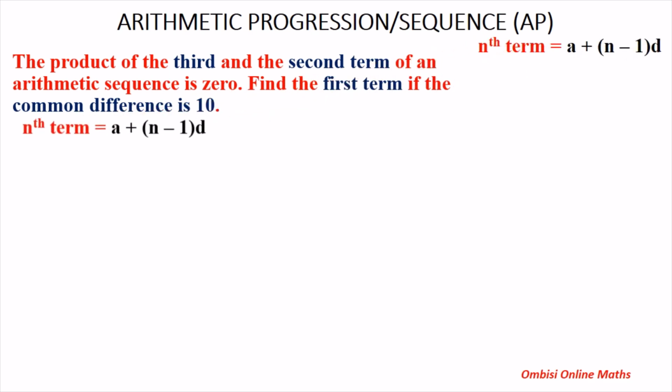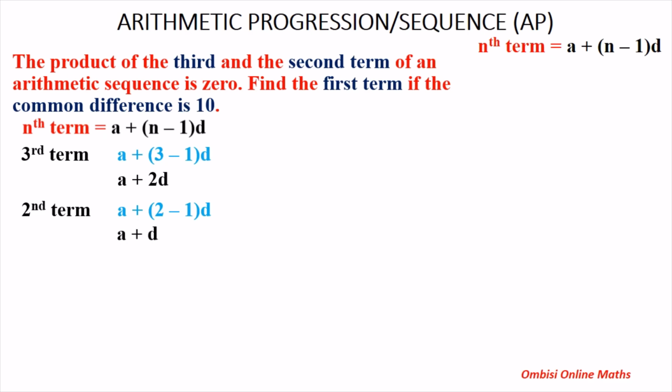So they have said there is a third term. We know that the nth term is given by a plus into brackets n minus 1 close brackets d. So the third term is given by a plus into brackets 3 minus 1 d, which simplifies to a plus 2d. Now, the second term is going to be given by a plus 2 minus 1 d, which simplifies to a plus d. So they have said the product, so we multiply the two, and we are going to get 0 because they have said the product of the two is 0.